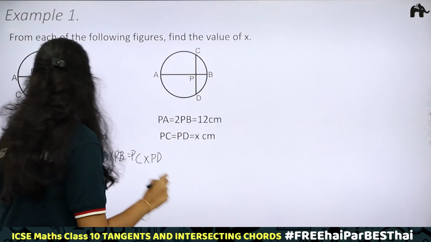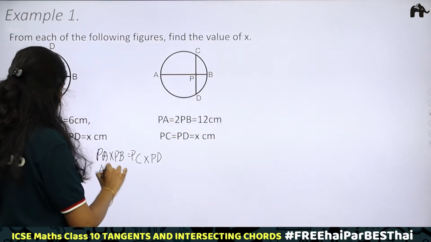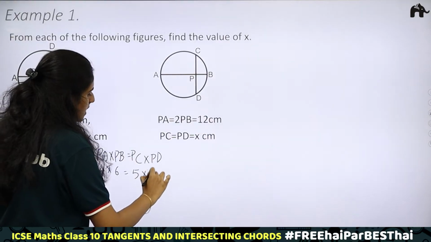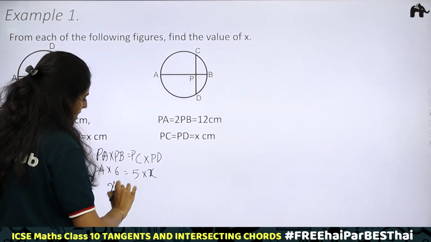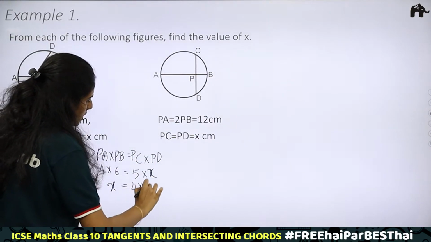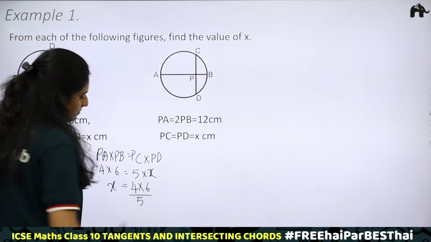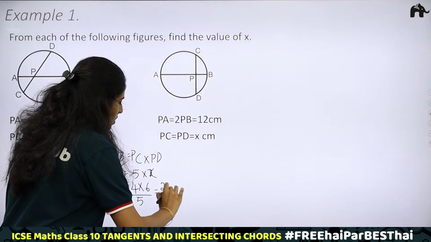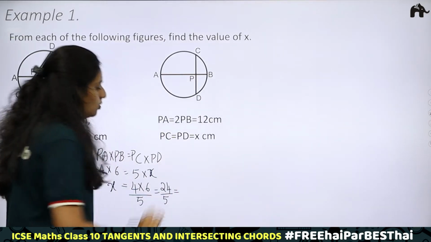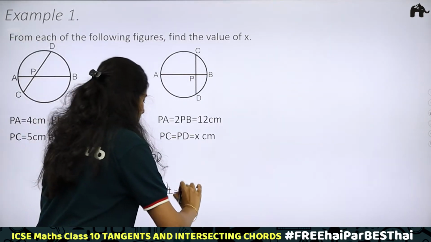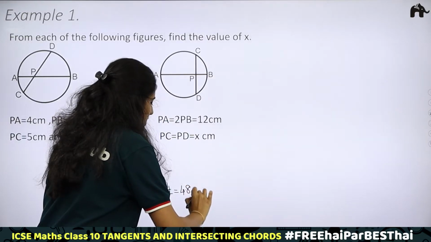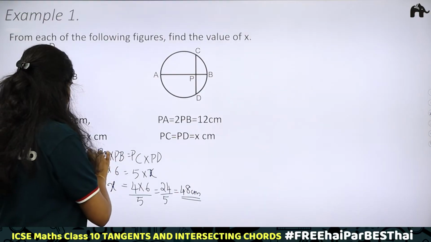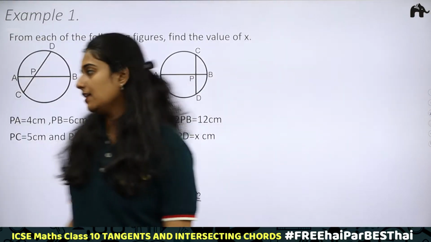We have PA, PA is 4. PB is 6. PC is also given 5. And PD is x. Then what is x? x will be equal to 4 into 6 divided by 5. 4 into 6 is 24 divided by 5. What is the value? 24 by 5 will give 4.8 centimeters. So here the value of x is 4.8 centimeter. First question done. Now the second one.